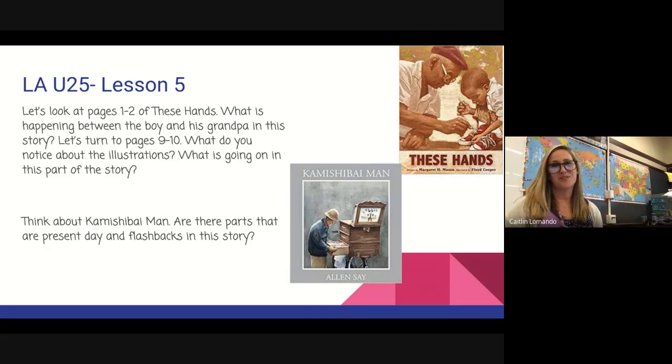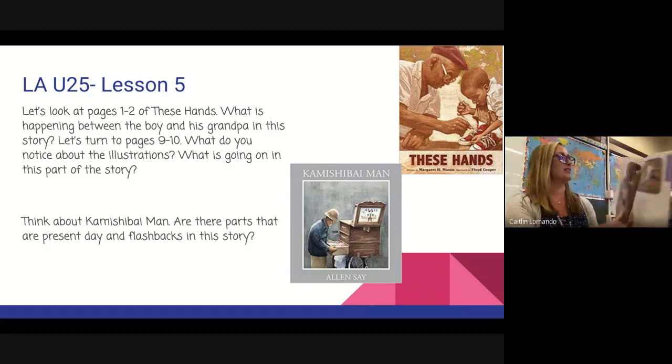So at the beginning of our story, right, Grandpa is talking about what he used to be like when he was younger, and he's also helping his grandson tie his shoes. Let's turn to pages 9 to 10. What do you notice about the illustrations and what's going on in this part of the story?